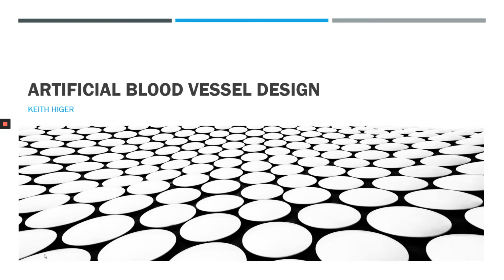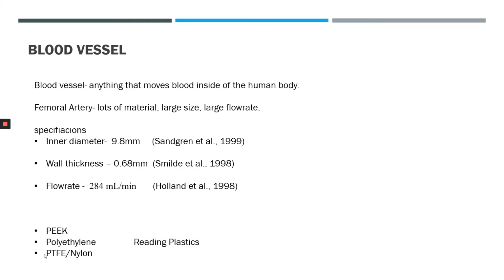My name is Keith Heiger, and this is my final presentation for Dynamic Systems on artificial blood vessel design. A blood vessel is anything that moves blood inside of the human body. With this description, we could have chosen any blood vessel in the human body, whether it be in the arm, leg, your throat, or your aorta in your heart.